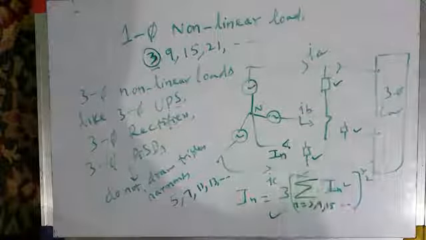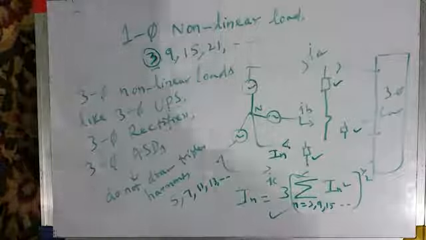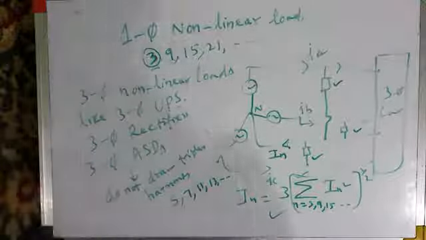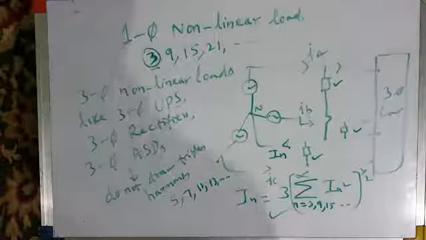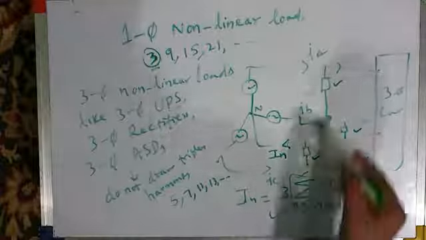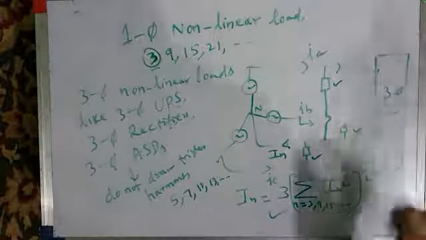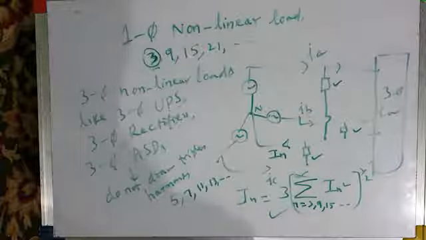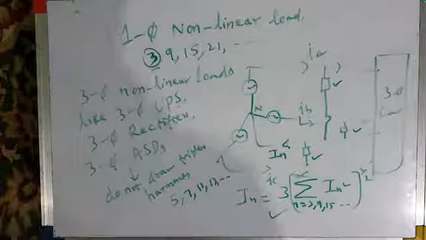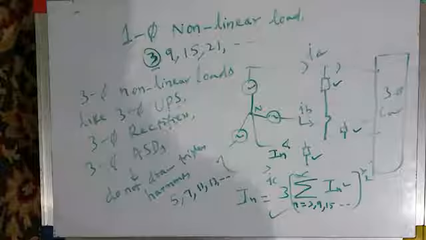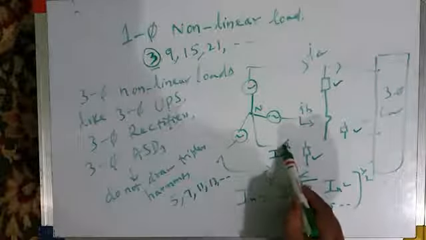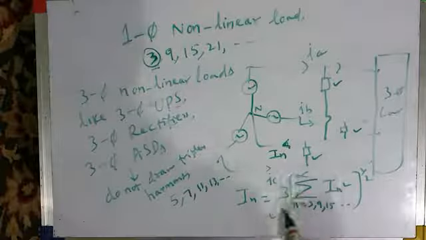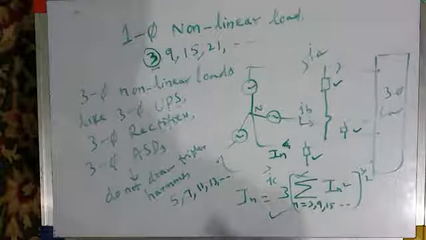So which loads are responsible for the flow of triplen harmonics, or for the flow of harmonic neutral current, in the case of a three-phase four-wire non-sinusoidal system, a three-phase balanced non-sinusoidal system? It is the single-phase nonlinear loads, not three-phase nonlinear loads. And we have a very widespread use of these single-phase nonlinear loads, and they result in the flow of third and triplen harmonics which add up and flow in the neutral. And this is the RMS value of the neutral current because of these triplen harmonics.